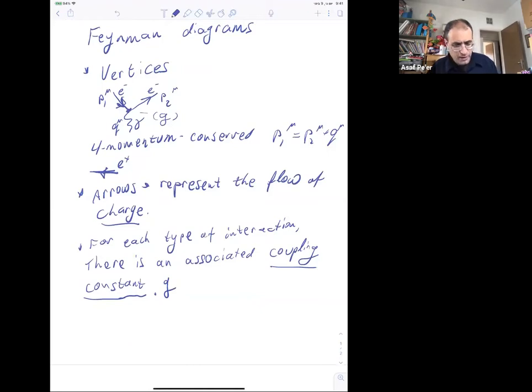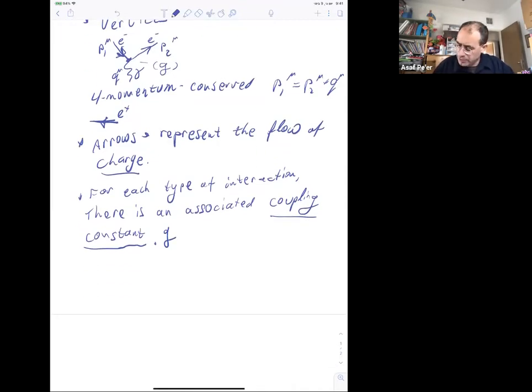So we said that a physical process, such as scattering or annihilation, is represented by an exchange of virtual particles. For example, if it's an electromagnetic scattering, it will be represented by an exchange of a virtual particle. This will be a photon in the case of electromagnetic. So this is QED.